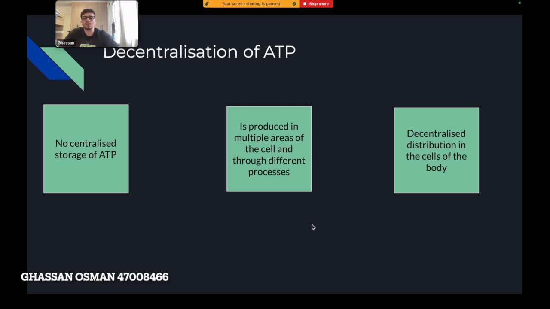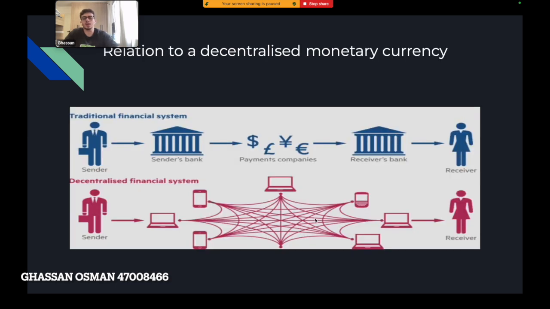ATP is not centrally stored in a particular area, rather it's continuously produced and used based on the cell's needs. Hence we can see that the ATP-ADP currency operates without a central authority, and the control is spread over multiple users. These ideals of decentralization in currency are ideas which very much also apply to a monetary system, where the creation, control, and storage of currency is not governed by a single authority.